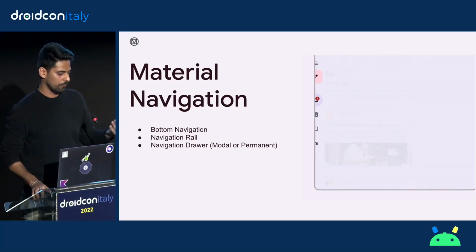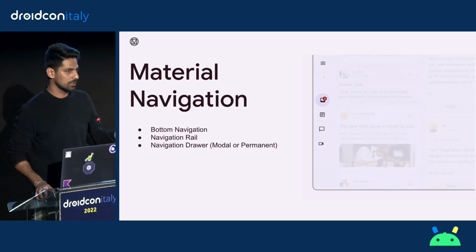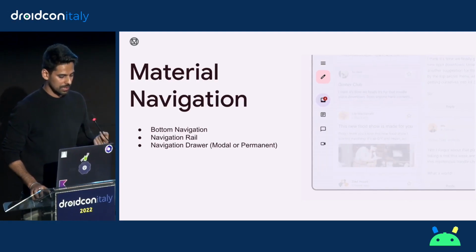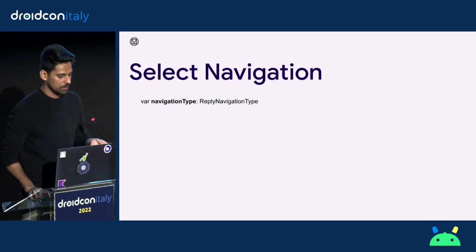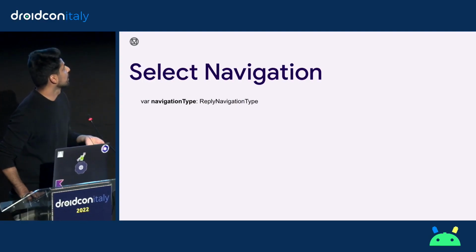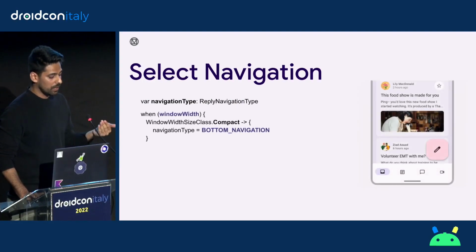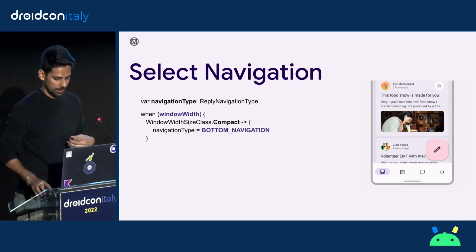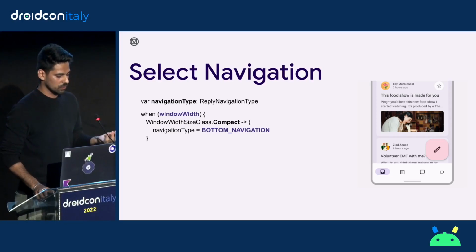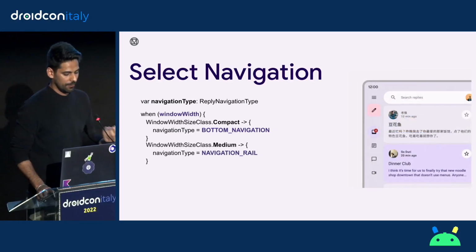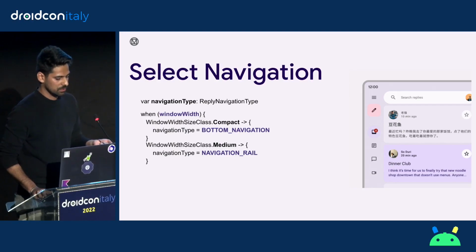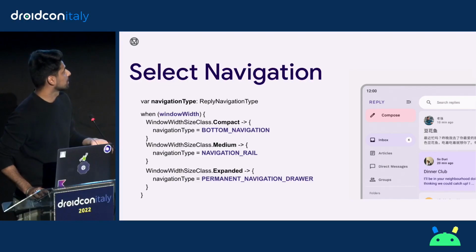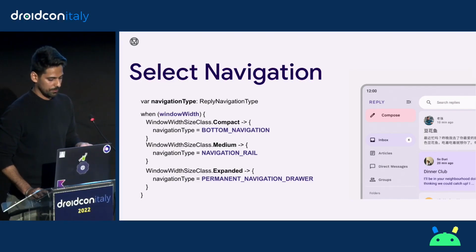So now we know what kinds of navigation we have, and we have a window size coming to our application. Let's see how we can use that to select the navigation of our app. We just declare a variable, navigation type, which is bound to the window width size class, which is observing the real width size of the device. If it's compact, we want to choose bottom navigation. If we have medium, we want to choose navigation rail. And if we have a very expanded device or large tablet, we can leverage the permanent navigation drawer.